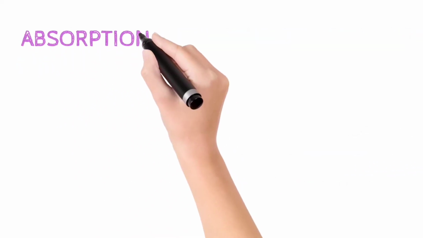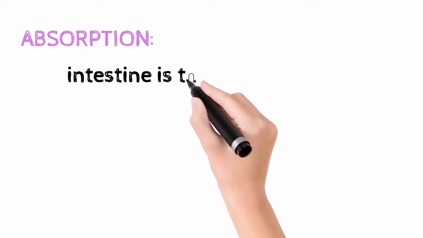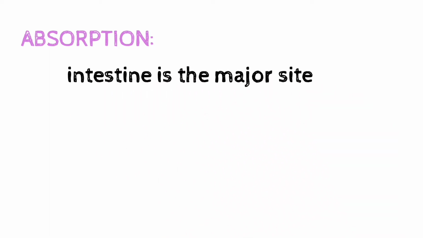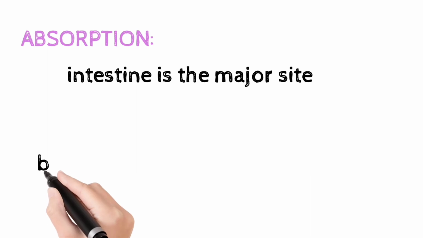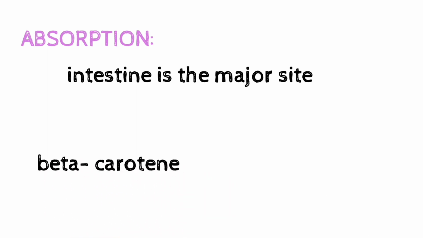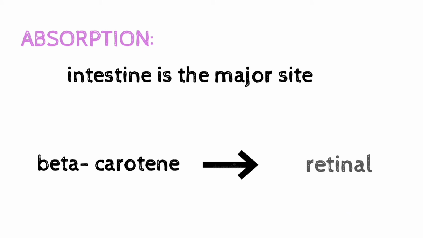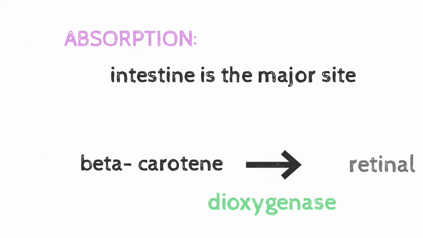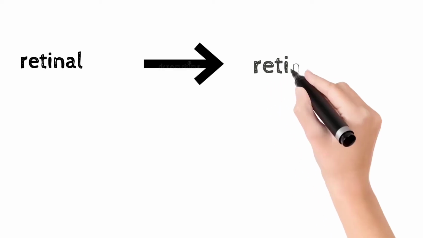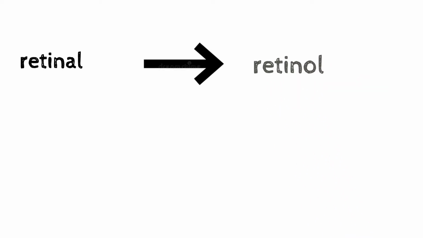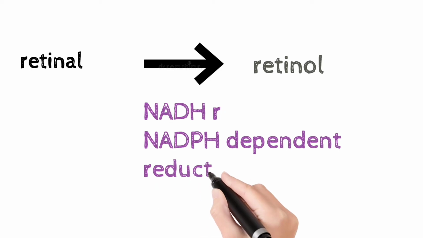Then, how is it absorbed in our body? We know intestine is the major site of absorption. Beta carotene in our diet can be converted into retinal. By which enzyme? It's dioxygenase. Again, this retinal can be converted to retinol mainly by NADH or NADPH dependent retinal reductase.